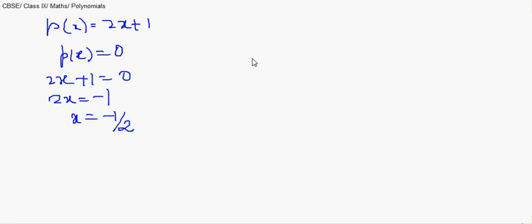So minus 1 by 2 is the 0 of this given polynomial, that is 2x plus 1. There can be more than one 0 of a polynomial. Now these are the questions wherein I am taking linear polynomials, so we are getting 1 zero of the polynomial. So a linear polynomial will have 1 zero, but that will not remain the case when we take up quadratic polynomials. Now we take up a few questions on this.